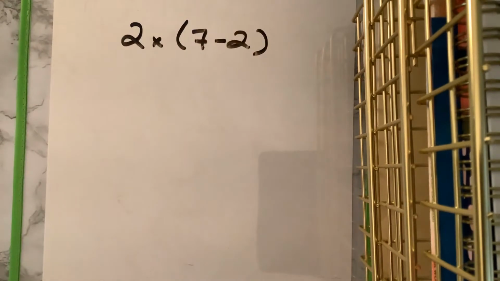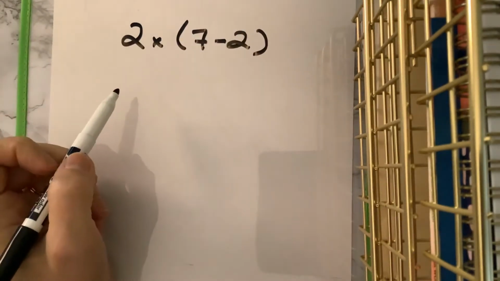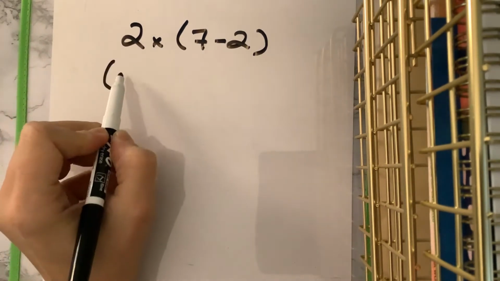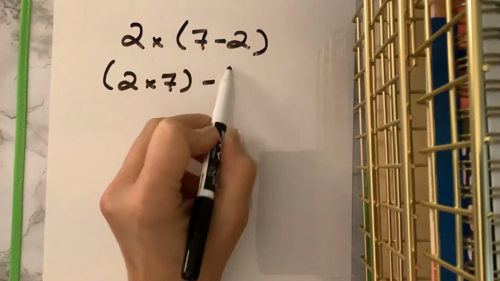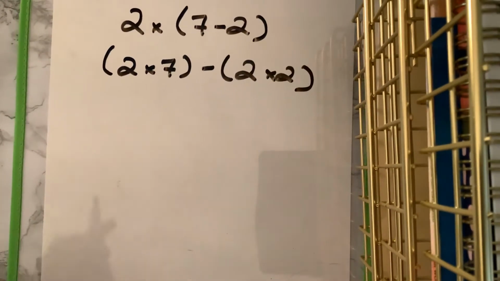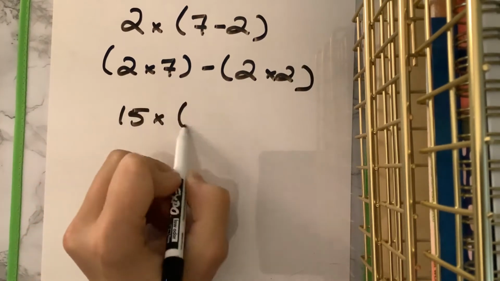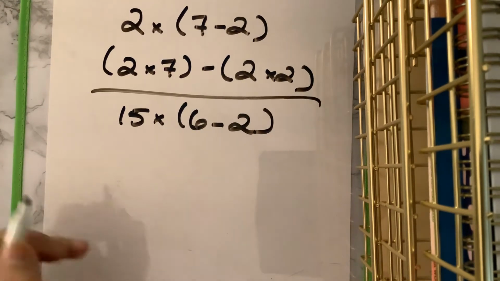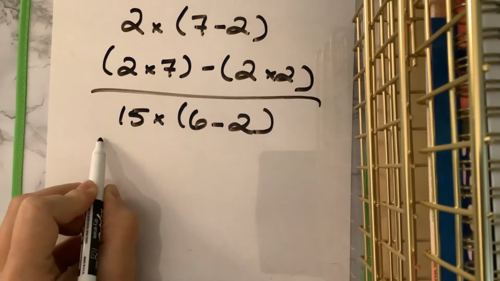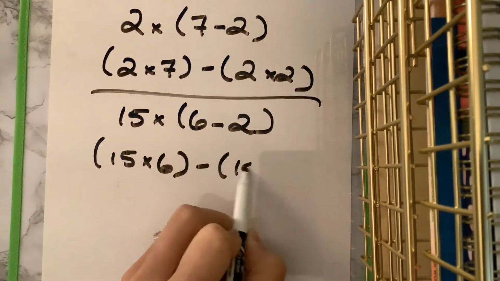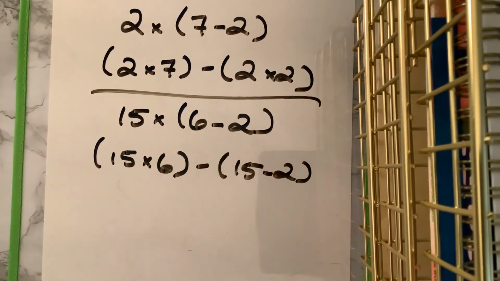So go ahead and pause and rewrite this problem using the distributive property. Hopefully you had 2 times 7 minus 2 times 2. Let's try another. Go ahead and pause and rewrite this using the distributive property. Hopefully you had 15 times 6 minus 15 times 2.